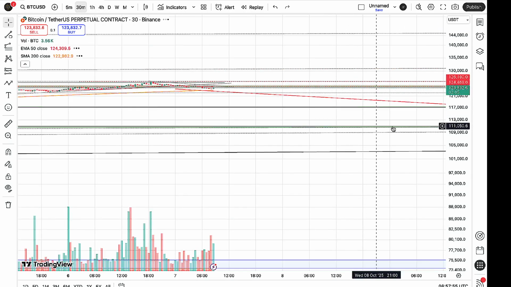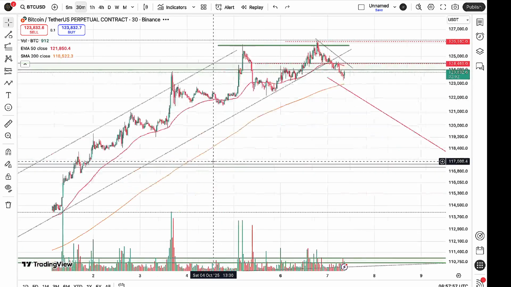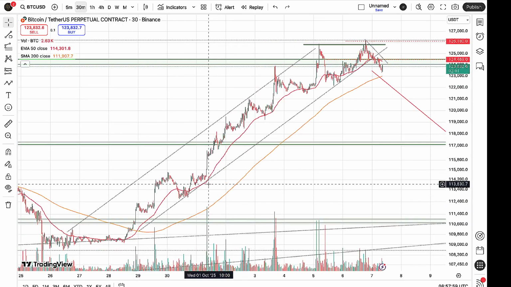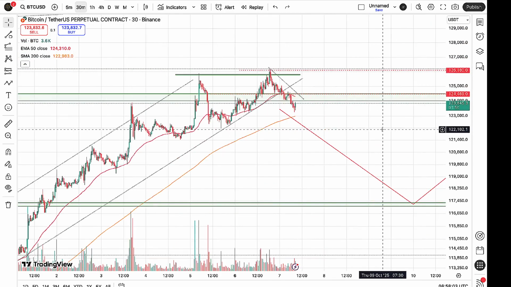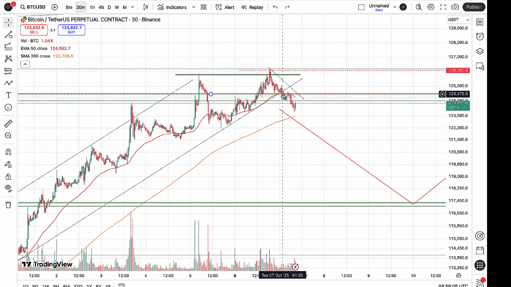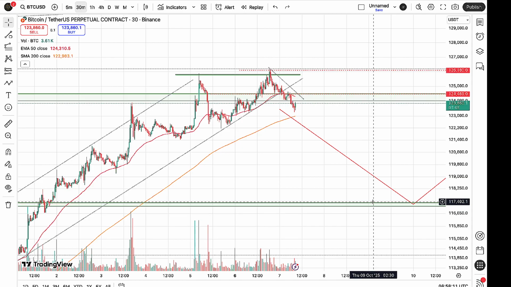So if we look at the 30, let's just have a look here. You can see we made our way up there. Last night we broke through. I took a short position as we broke through. That's where I went short, down, retest, and then down again. I expect that to keep on going all the way down.